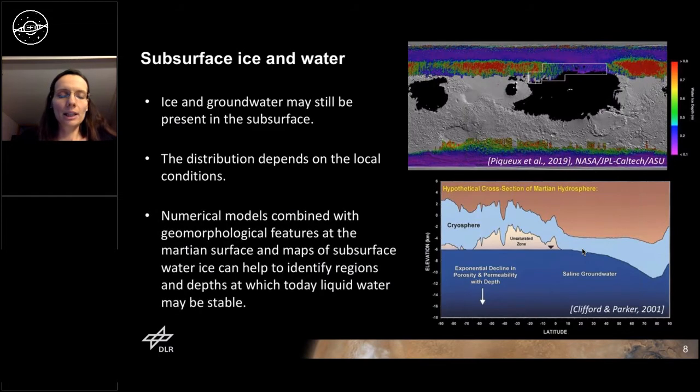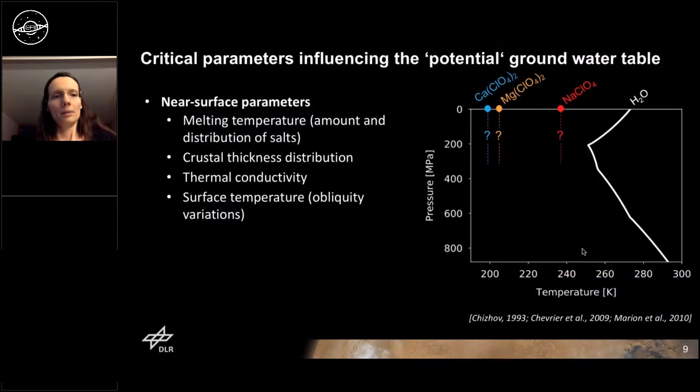What we can do is look at numerical models that we can then combine with the observations at the surface, like geomorphological features or maps of subsurface water ice, in order to identify regions and depths at which liquid water may still be stable today. But in order to do so, let's take a look at critical parameters that influence the potential groundwater table depth.